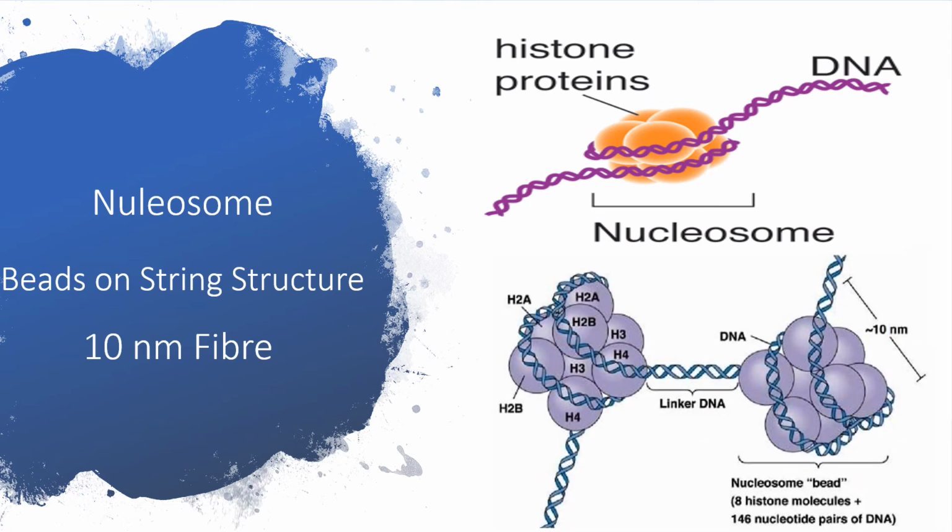Many such nucleosome-like structures will be formed. The DNA that is closely associated with the histone protein is called the core DNA, and the DNA that connects the 2 nucleosomes is called the linker DNA. This gives a 10 nanometer or 11 nanometer fiber-like structure to the DNA. It is also called the beads on string structure.